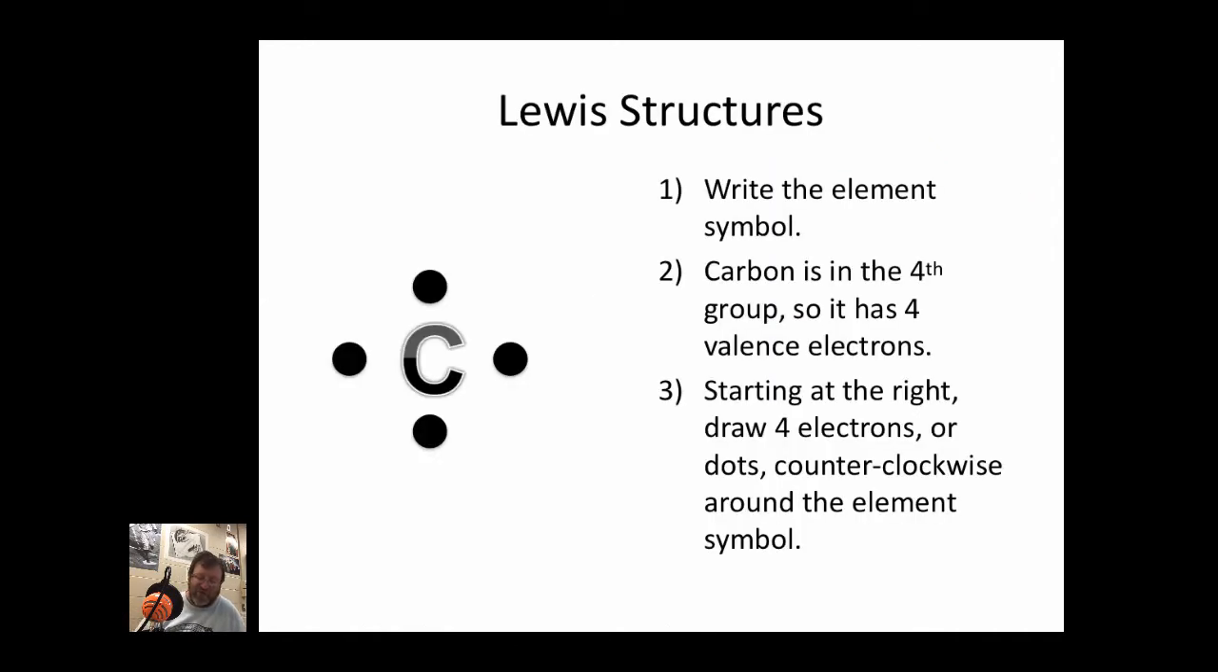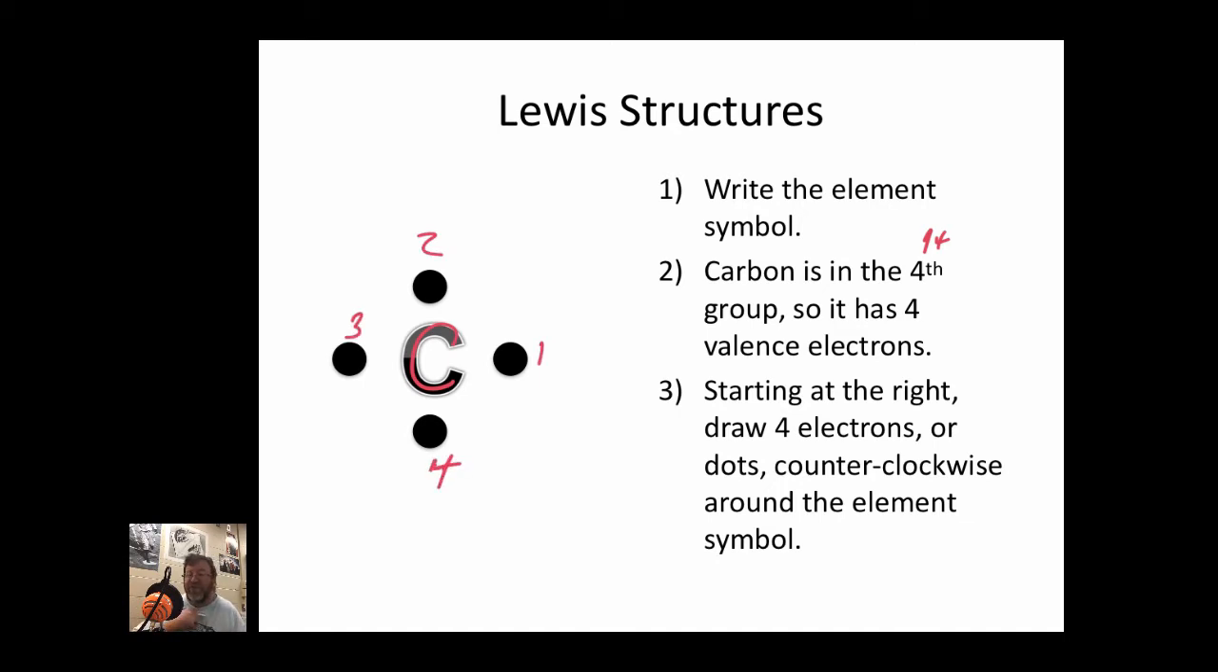Okay, so when you're doing a Lewis structure, you're going to write the symbol. So the symbol here is our carbon. It is in the 4th, okay, this says 4th group, it's the 14th, but if you're ignoring that little middle section, you just say the 4th. I'll show you in a minute. So 14th group has 4 valence electrons, so we have 1, 2, 3, 4 valence electrons.